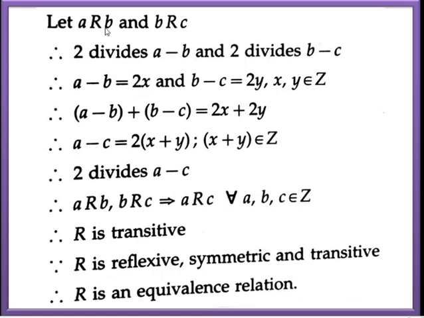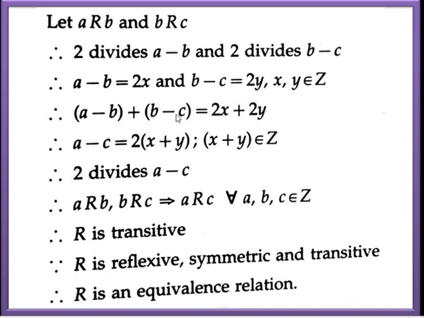Now consider these two relations, that a is related with b and b is related with c. So 2 divides a minus b and 2 divides b minus c. See, this is interesting. 2 divides a minus b, right? So (a minus b) upon 2 is some integer. So what is a minus b? 2x. Now 2 divides b minus c also. So (b minus c) upon 2 is another integer, say y. So what is b minus c? 2y. Now add these two.